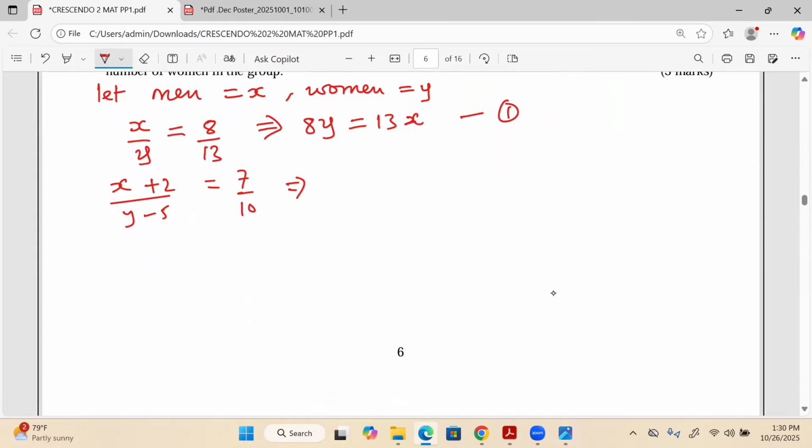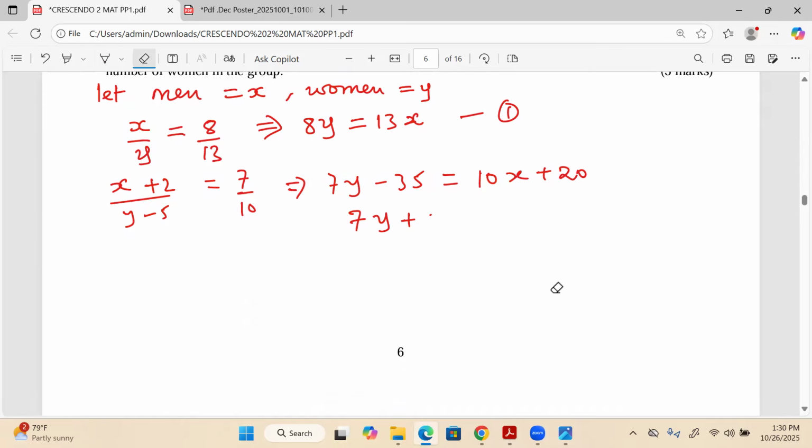7y minus 35 equals 10x plus 20. 10x plus 20 like that. Arranging the equations here and there, we'll end up having 7y minus 10x.